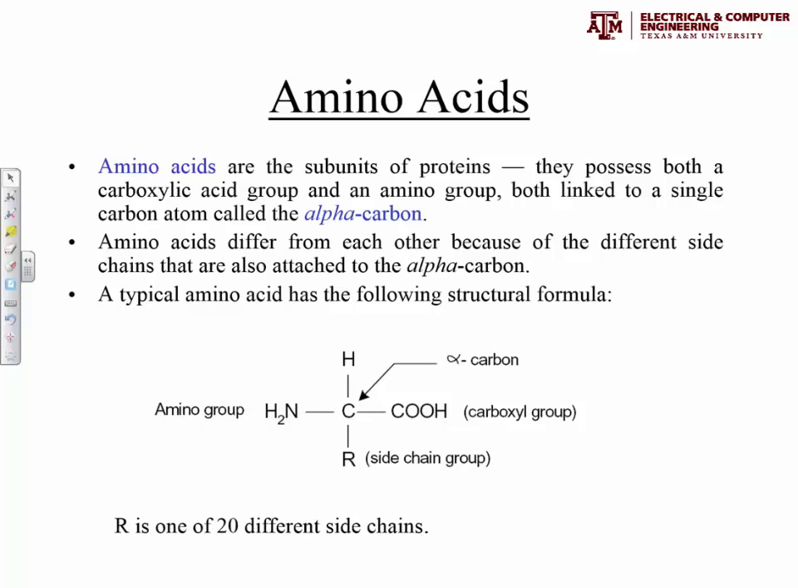Now, amino acids are the subunits of proteins. They possess both an amino group and an acid group, which is why it's called an amino acid. So there will be an amino group somewhere, there will be a carboxyl group somewhere, okay? That's why it's an amino acid. So amino acids are the subunits of proteins.